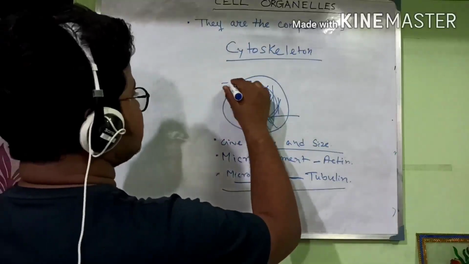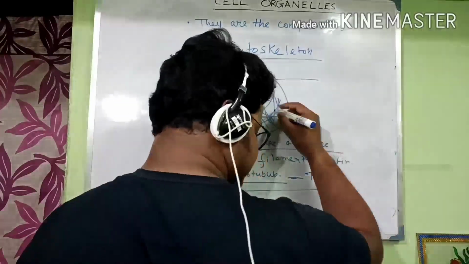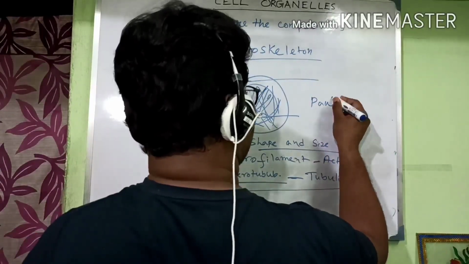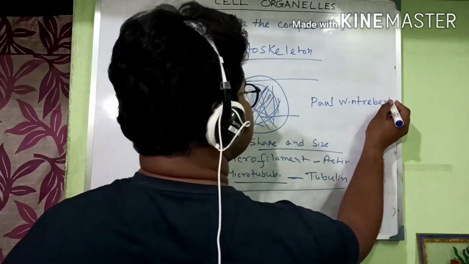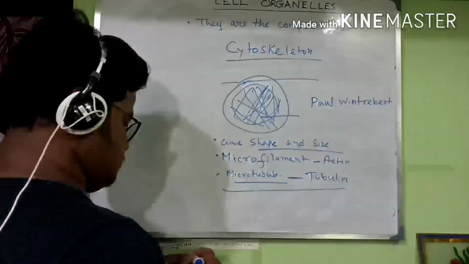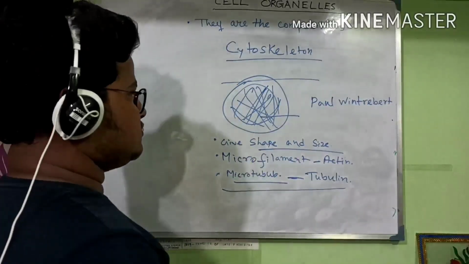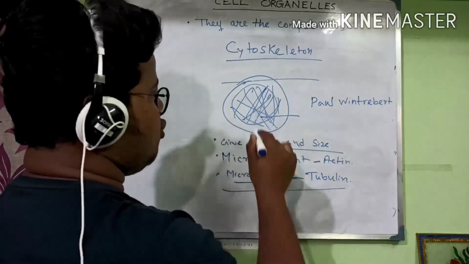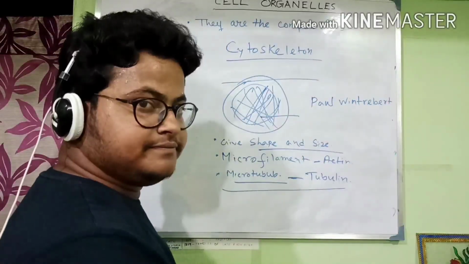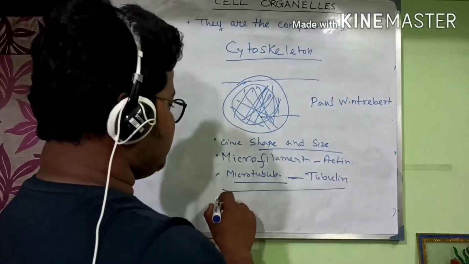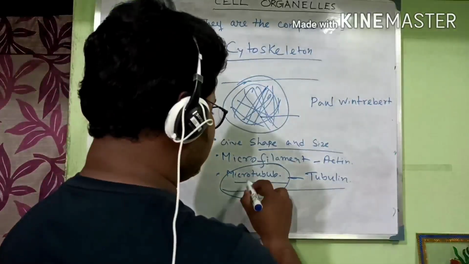So, who is the discoverer of the cytoskeleton? The name of the scientist is Paul Winterbart. Now, microfilaments and microtubules also give a track for molecules to move inside the cell. This is the job of the cytoskeleton. But microtubules also have another function.